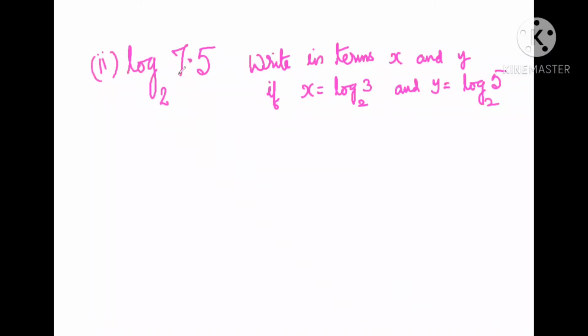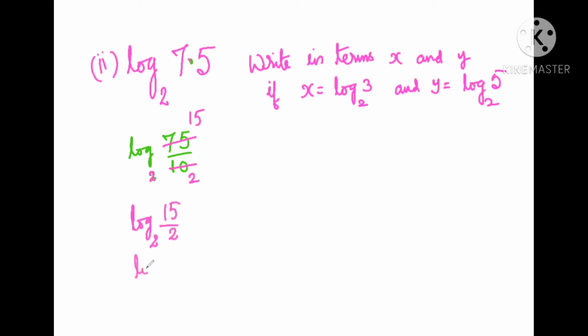So again we have to use the prime factorization. Logarithm of 7.5 can be written as 75 by 10. After the decimal there is one digit, so write 1 and one 0, that is 10, base 2. Now we can simplify this fraction. It is divisible by 5. 5 ones are 5, 5 fives are 25, 5 twos are 10, so we get 15 by 2. So logarithm of 15 by 2 base 2.